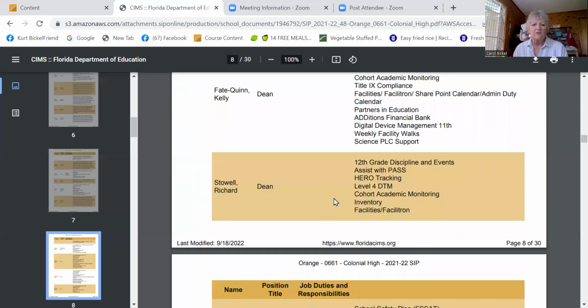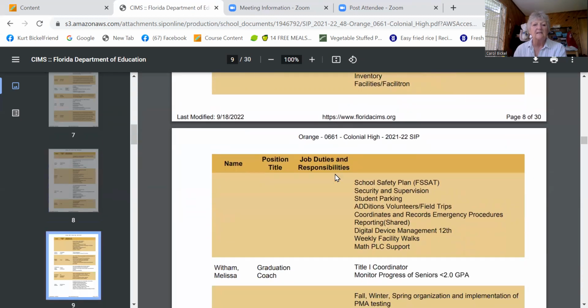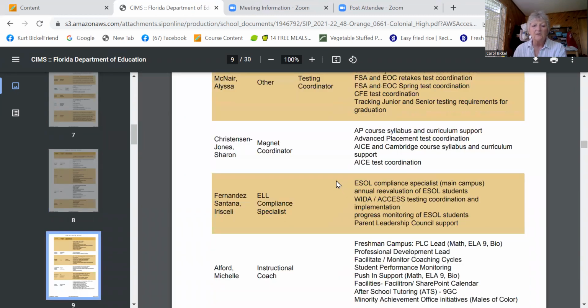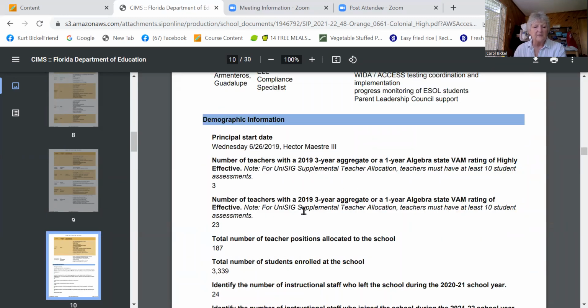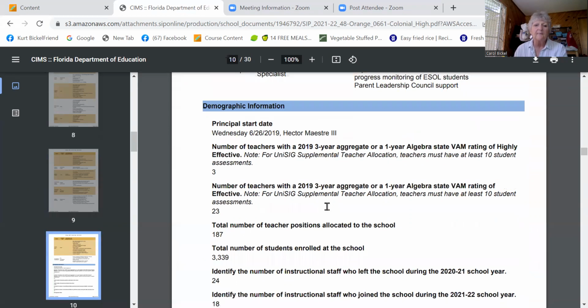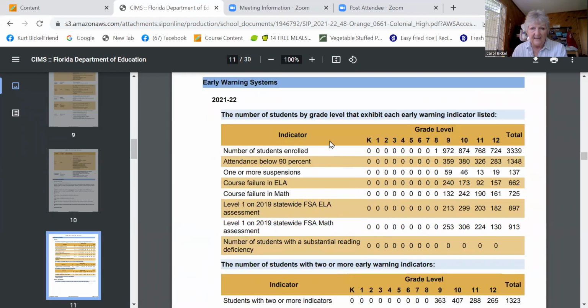Okay, again, these are all job descriptions. Deans also are involved in our schools, but they do not have the access to the data as much as the assistant principals do. So moving on down, demographic information about the school is here, 3,339 students that year. And here we get into the data that is disaggregated between 9th through 12th grade, which is what our high schools here are.